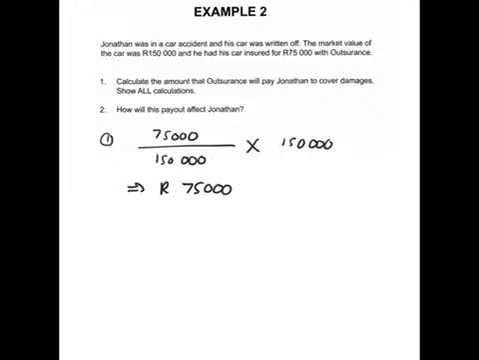So how will this affect Jonathan, which is question number 2? It's going to leave him in a position where he is worse off, because he cannot take that 75,000 Rand and go and replace the car that he just lost. He can't go and buy that same car because he's only got 75,000 Rand, where that car is worth 150,000 Rand. So because he is underinsured and inadequately insured, he is now in a worse position than he was before the accident took place. I hope these examples make sense to you.